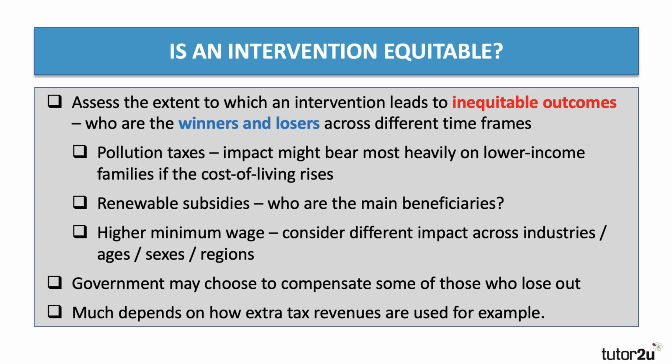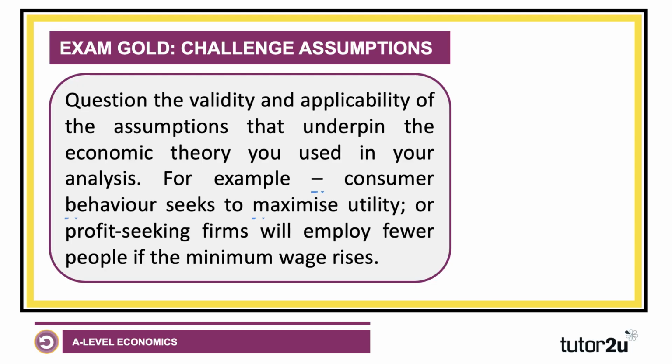So, there are winners and losers to different degrees of any single intervention. Two points I think are really quite important. The government may choose to compensate some of those who lose out. And I think critically, whenever you get a question on taxation, sugar tax, a high-fat food tax, whatever it is, a plastic tax, congestion charge, etc., a lot does depend on how the extra tax revenues are used. For example, I think the tax on high salt foods could be used to raise money to fund school sports or Sure Start programs, etc.